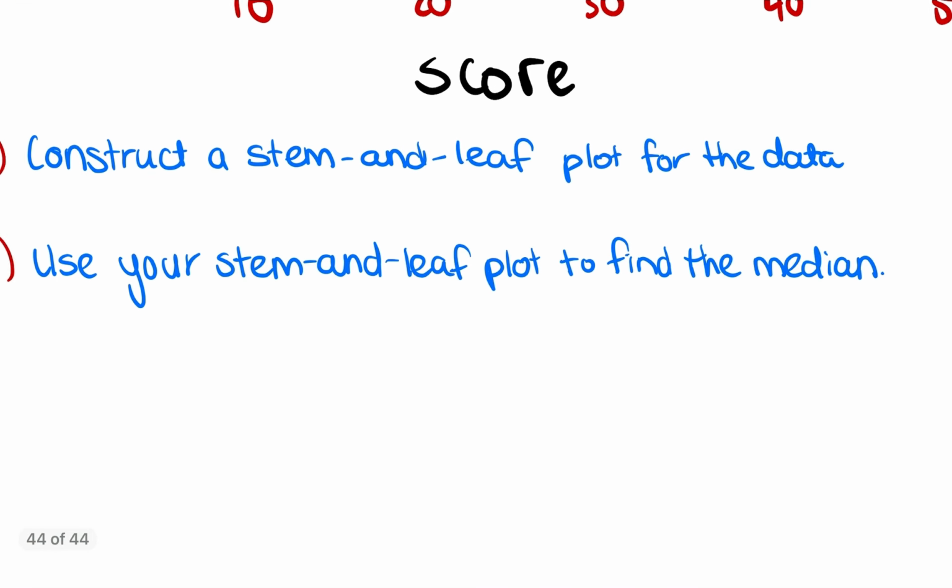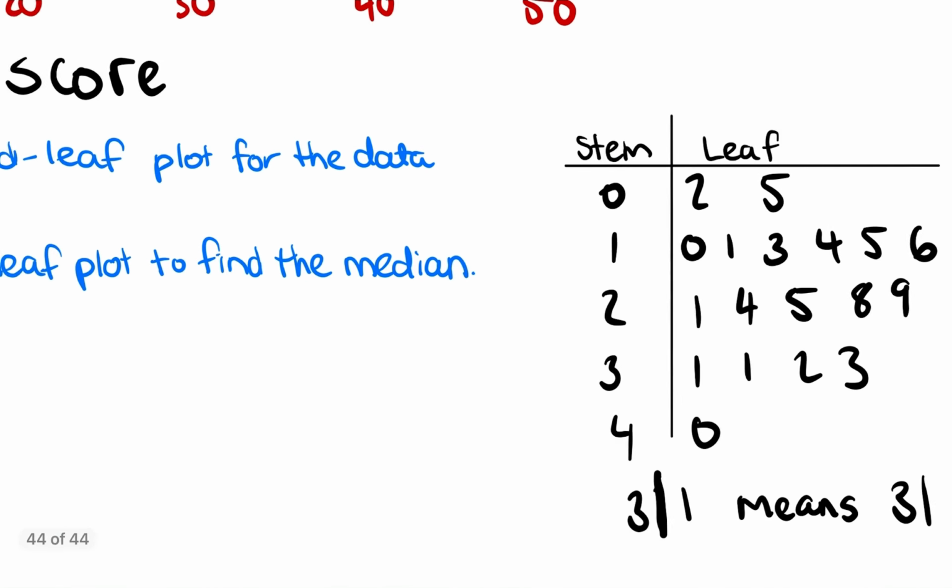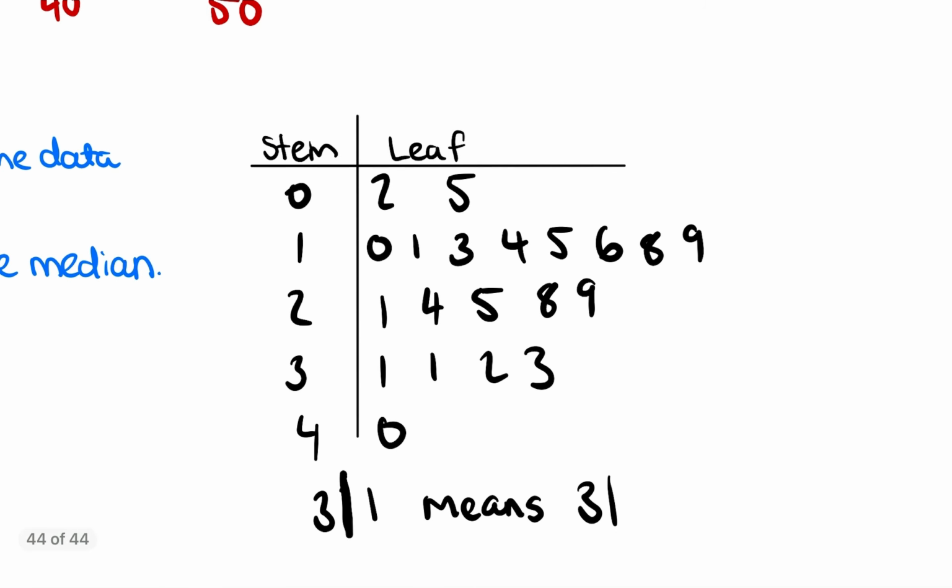Okay, so now it says use your stem and leaf plot to find the median. So the median is the middle number. So now that they're in order, it's easy to do. So here I'm going to go 1, 2, 3, 4, 5, 6, 7, 8, 9, 10, 11, 12, 13, 14, 15, 16, 17, 18, 19, 20. Okay, so the halfway point of this would be my 19th and 20th number. So 19 and 21.